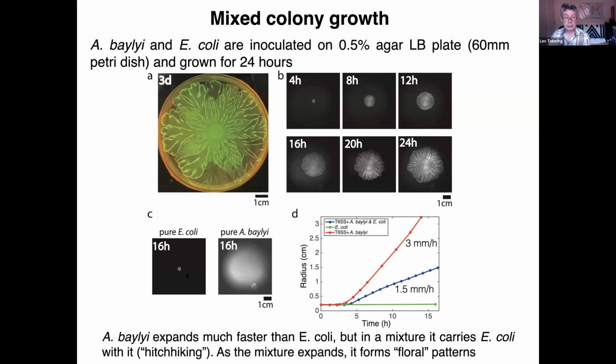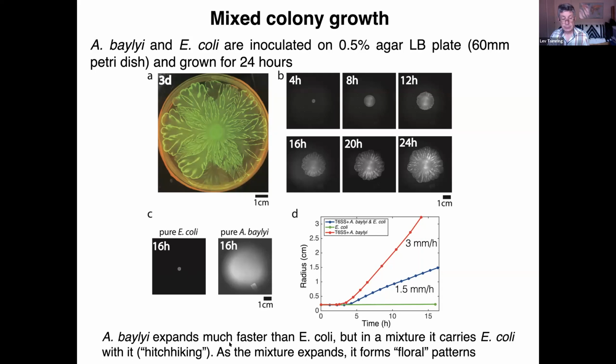So clearly this happens when you have both of them together. You can also look at how fast they spread. The first thing we noticed is that pure Acinetobacter goes pretty fast, 3 millimeters per hour. That's the rate of the expansion. And as I said, E. coli doesn't move at all. When you have a mixture, at least the mixture used in this particular experiment, it moves, but at about half the speed.